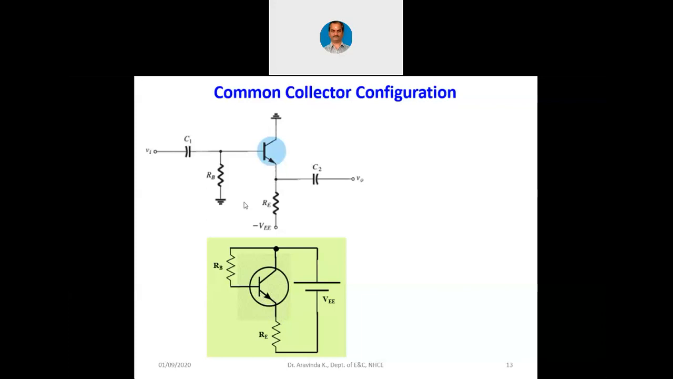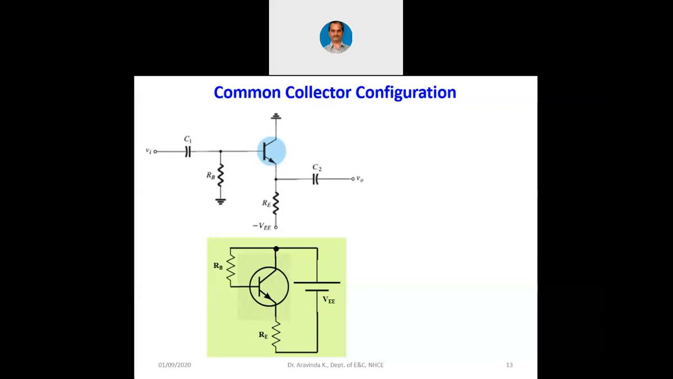Okay, that is why he is giving the power supply symbol here as minus VEE, because it cannot be plus VEE. If it is plus VEE, base to emitter junction will get reverse biased and the transistor will never turn on. Now, this is similar to the base bias circuitry, except that the resistor at the collector is shifted to the emitter.